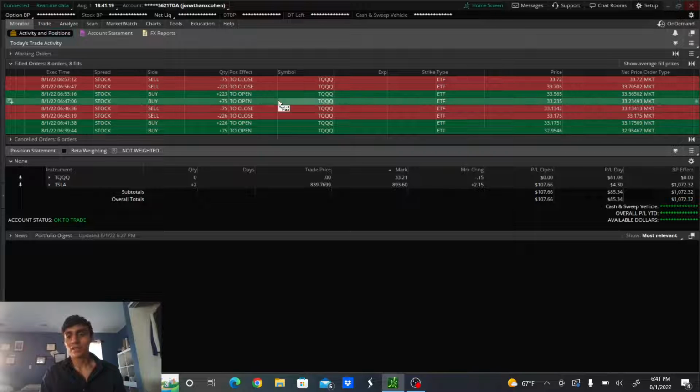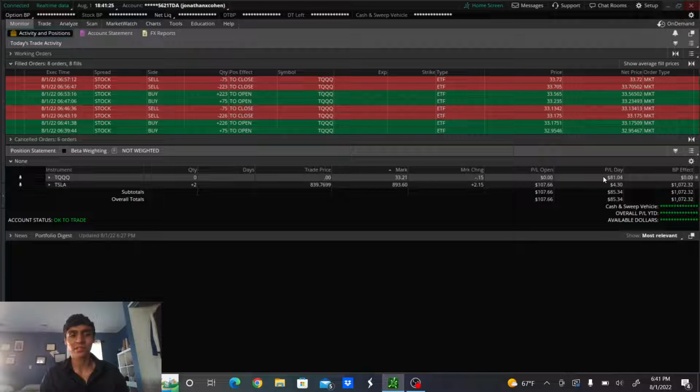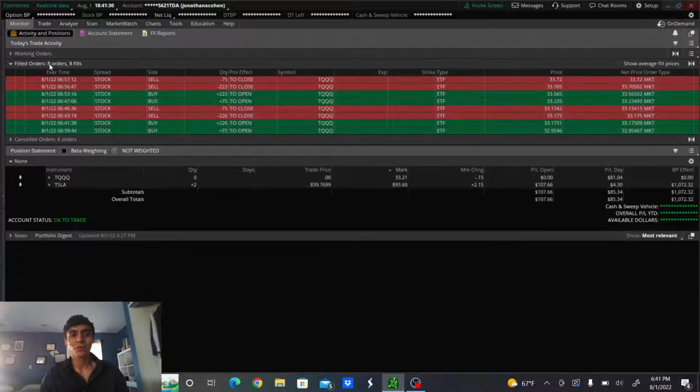So today on the day, very blessed. I managed to start the week off on a green note, and I was up $81.04 on TQQQ. And as you guys can see, I only had 8 orders, 8 fills, so I took 4 trades, 4 buys and 4 sells, and here they all are.